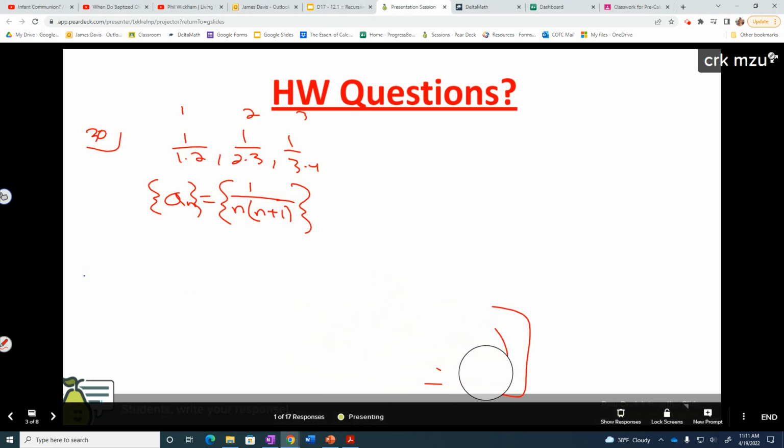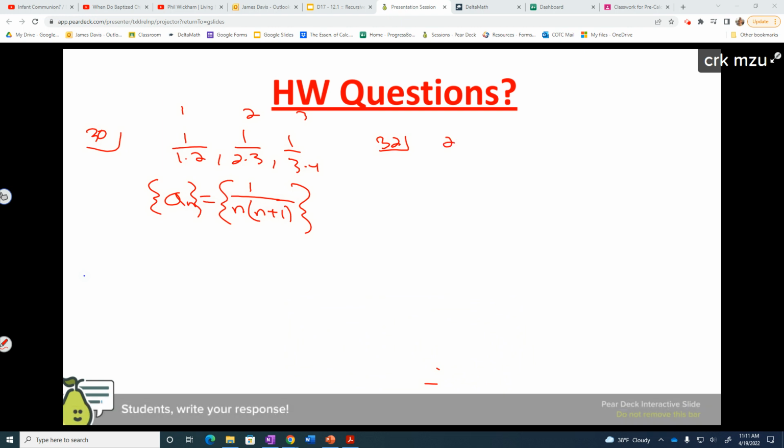Number 32. Yeah, this one we got 2/3, 4 9ths, 8 27ths. So first term, second term, third term. So we have our a sub n equals, right, so let's think about our tops. Okay, we get 2, 4, 8. So what are those increasing by?